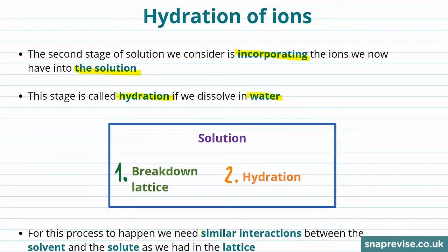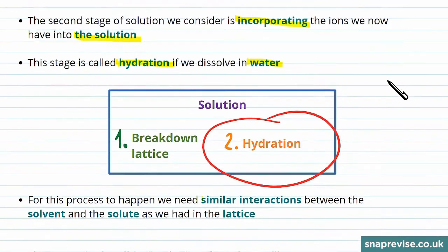It's important not to forget the big picture here. We're talking about solution, which is dissolving a solid. That's the big blue box. And then we've got two steps within that. Firstly, breaking down the lattice, and now we're talking about the hydration. It's important to keep in mind that hydration is just one step within the greater process of solution.